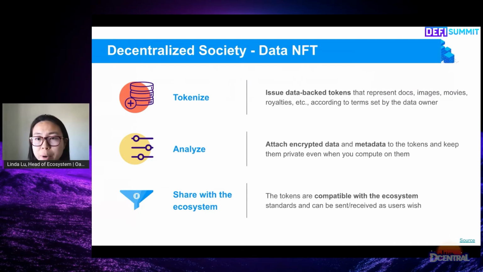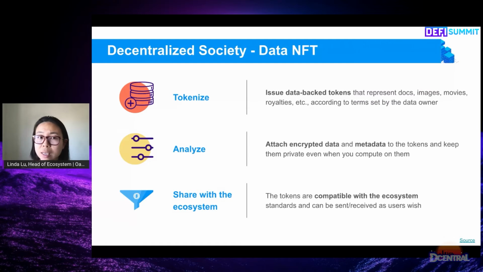So currently assets are primarily token assets, such as native tokens and tokens you bridged from other chains. Could there be another type of asset that is very different from what we currently have, such as data assets, like data NFTs? We talk about what a data NFT is. A data NFT is essentially a data-backed token that represents your personal data. It could be docs, images, videos, could be anything. Something you own that you think could be valuable for other people or institutions to use.